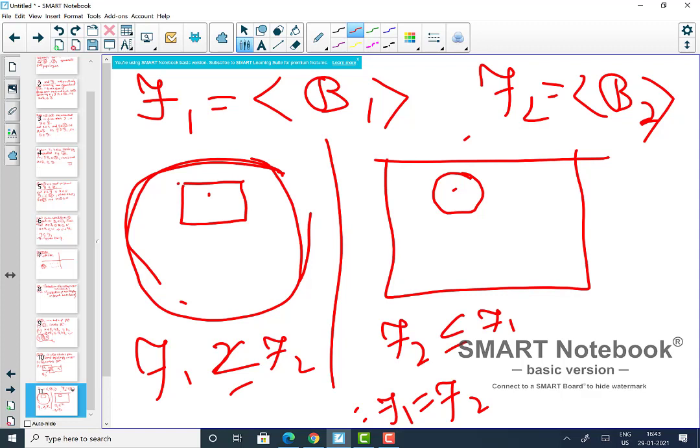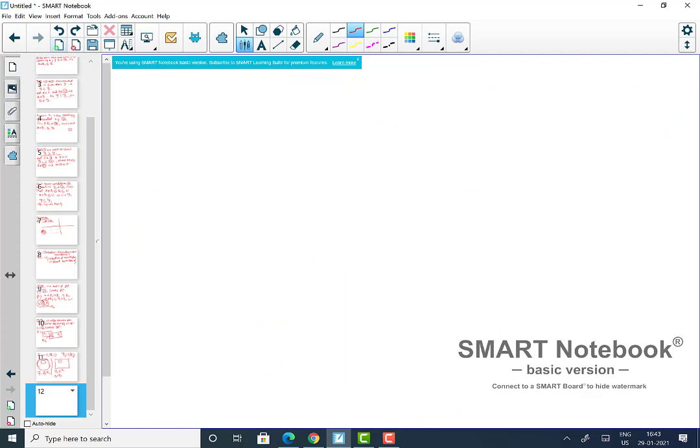Now I will give some examples where you can have a different topology, not the same topology. Maybe something is strictly finer than another one. Okay, so now let us discuss some more examples.